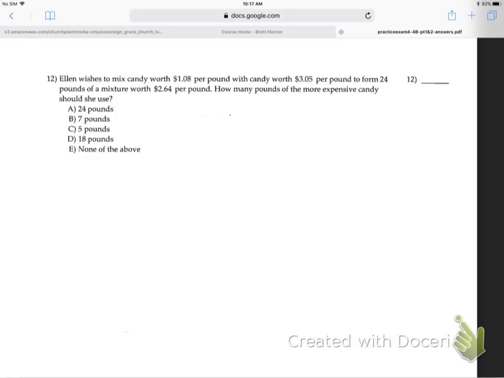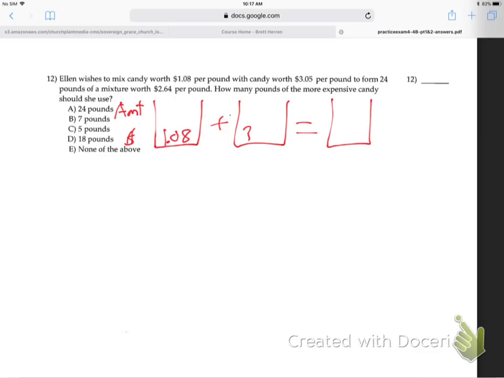So mixture problem. You handle those with the beakers or the buckets, whatever you want to think of them. And the dollars go on the bottom and the amounts on the top. So we have some $1.08 per pound candy. We have some $3.05 more expensive per pound candy. And we're going to mix them to form some candy that's kind of in-between price. It's a mix of the cheap and expensive. $2.64. And then on the top go the amounts.